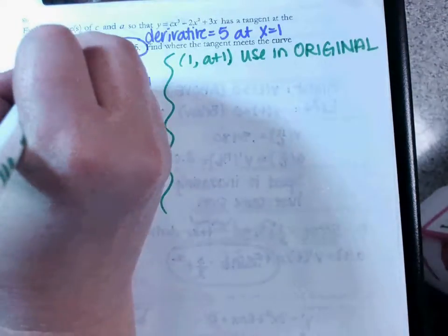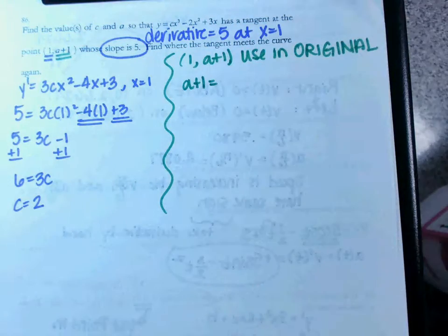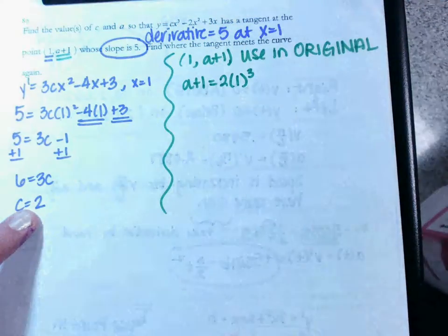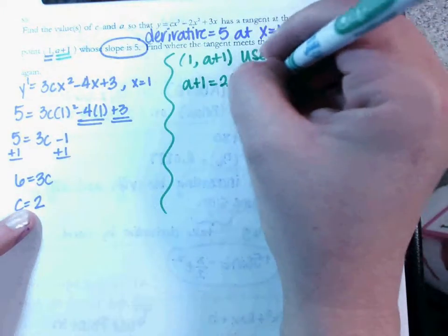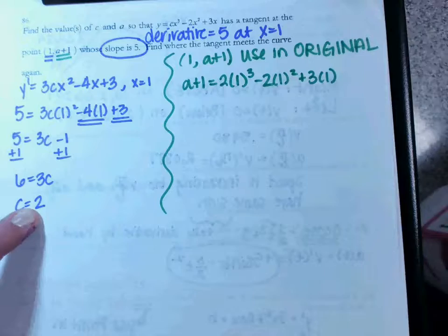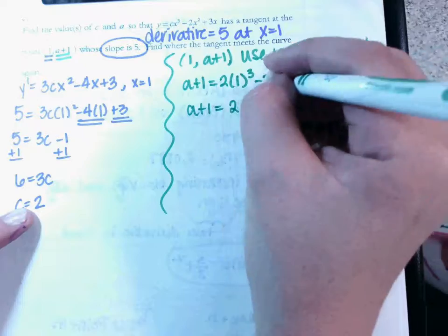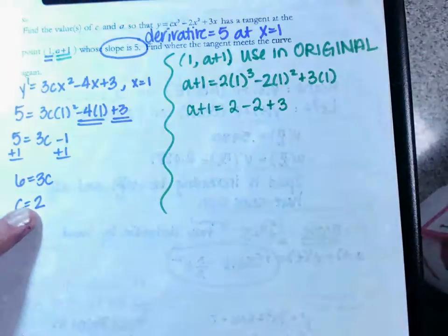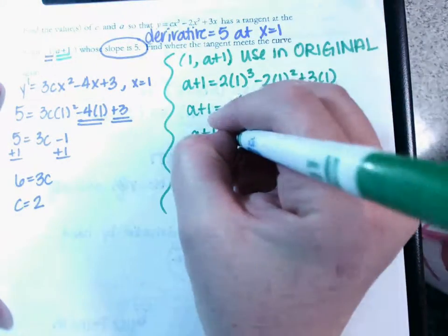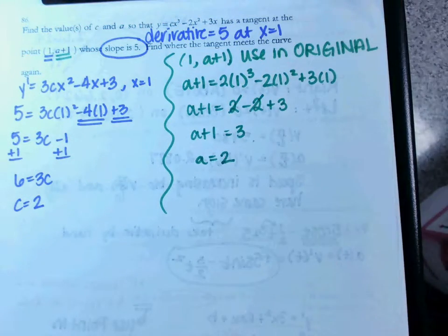So I would let a plus 1 be my y value. And then when I come back to the original, my c is now a 2. My x cubed is 1 cubed, minus 2 times 1 squared plus 3 times 1. Okay, from there, I know that a plus 1 equals 2 times 1 is 2, minus 2 plus 3. What's 2 minus 2, though? So a plus 1 is 3, then a equals what? 2.